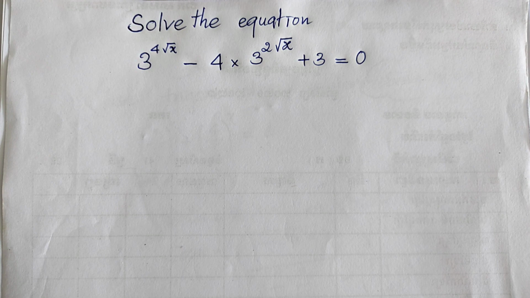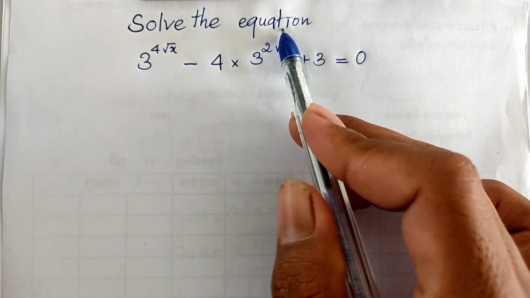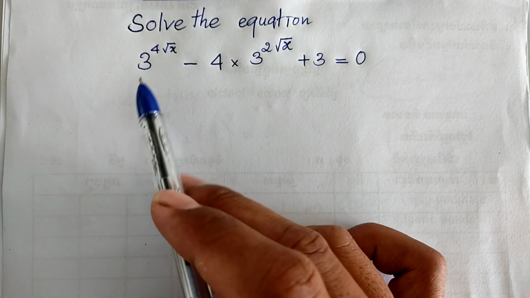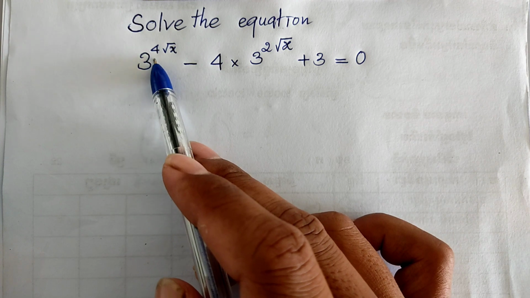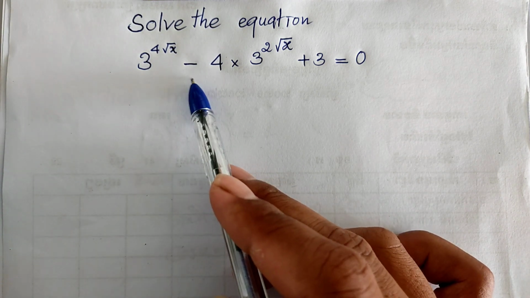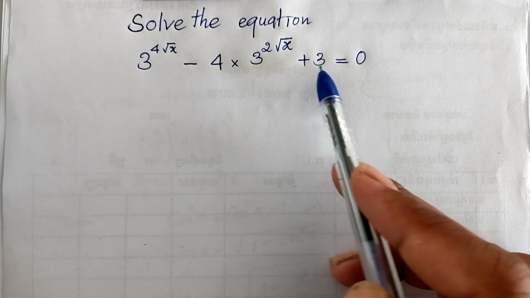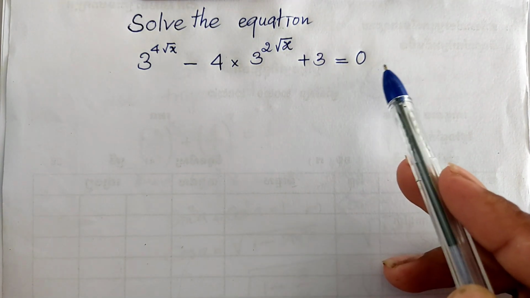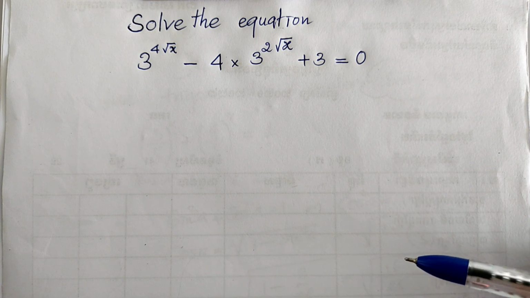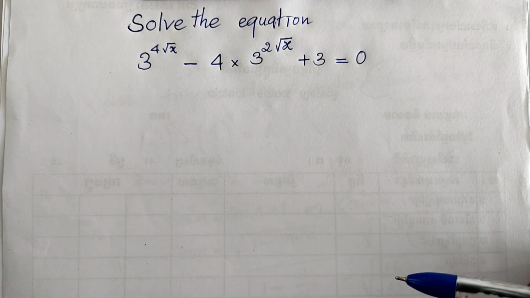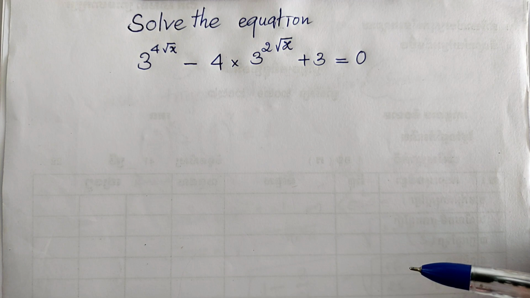Today I have one exercise on paper. The equation that we have is 3 power 4 square root h, minus 4 multiply 3 power 2 square root h, plus 3 is equal to 0. Do you know how to solve this? If you know it, please do it. When you are done, please come back to watch my video from beginning to the end to verify your solution.